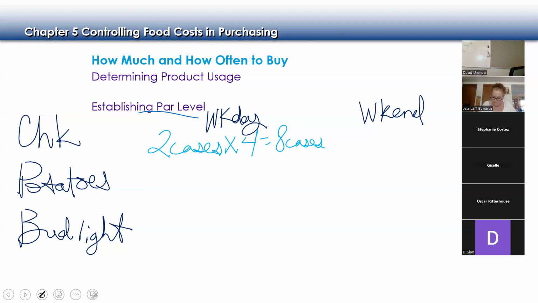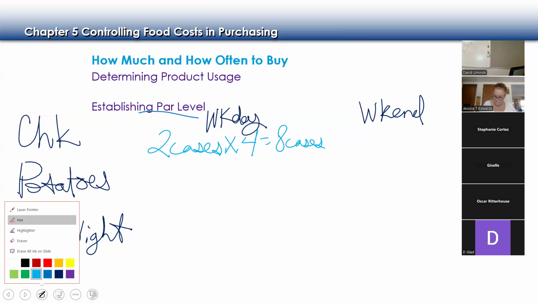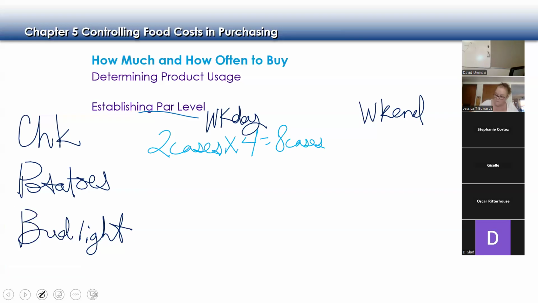On the weekends, Friday, Saturday, Sunday, I have 6 plus 6 plus 2. So that is 14 cases. So what happens is on Friday, when that truck drives away, I need to make sure I have 14 cases of chicken to get through the weekend. And then on Monday, when that truck drives away, 8 cases. I want to make sure I have 8 cases on hand to get me through the week.